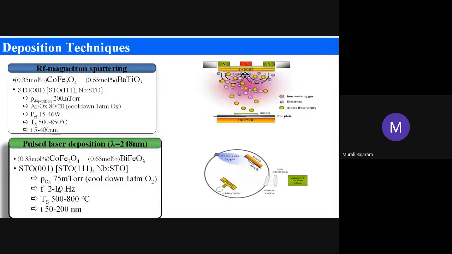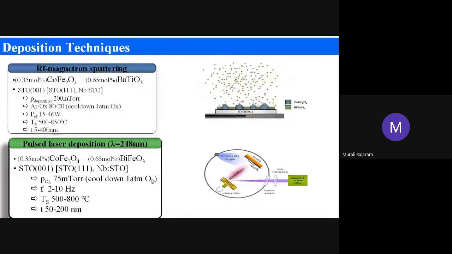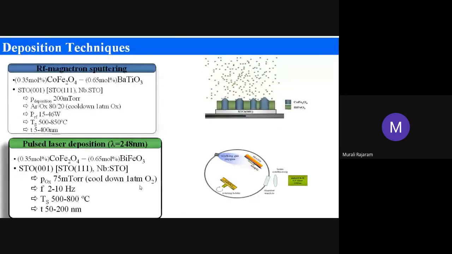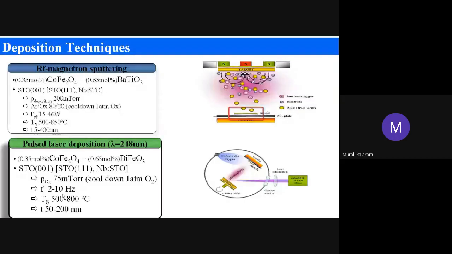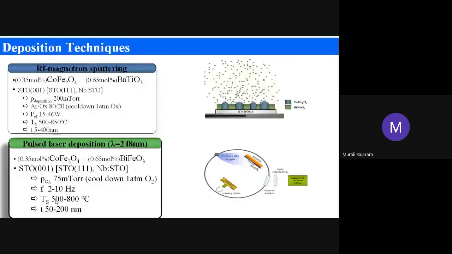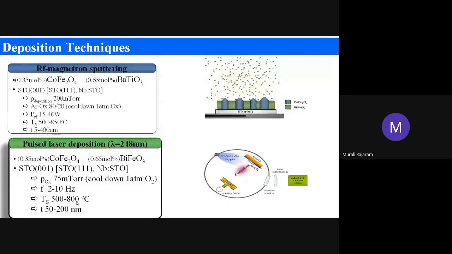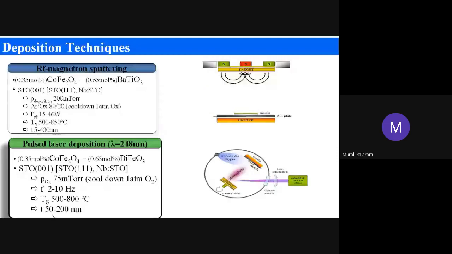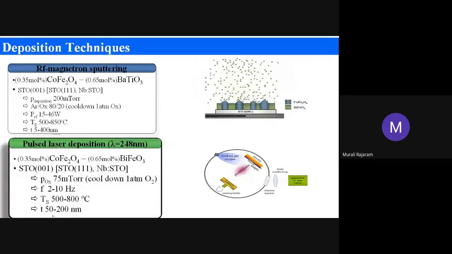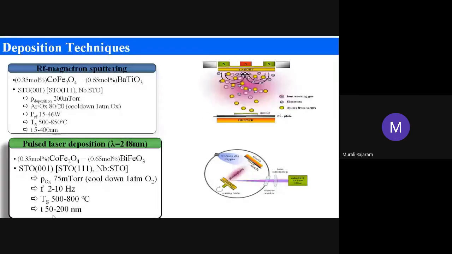These are the growth parameters which we used during our growth. We maintain the oxygen pressure and cool under this oxygen pressure, and we change the pulse frequency from 2 to 10 hertz. We have grown at different temperatures from 500 to 800 degrees C, and with different film thicknesses from 50 to 200 nanometers. I'm going to present some of our results on these data.